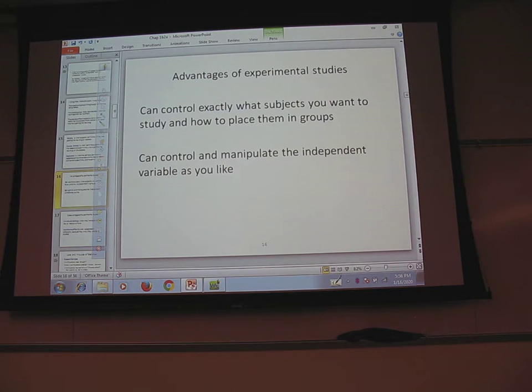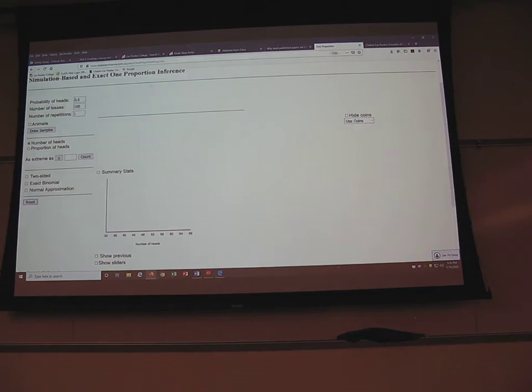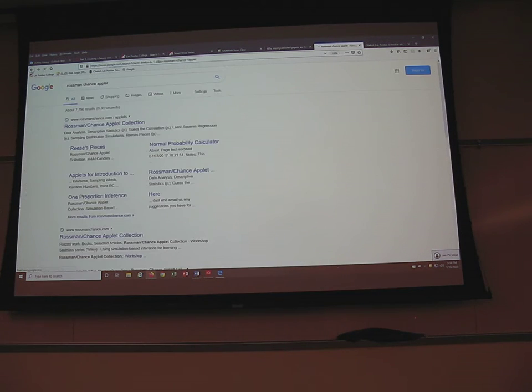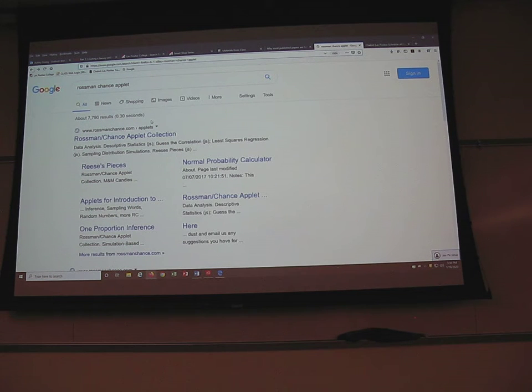Everybody pull up your computers. Go ahead and pop those up, or you can share with a friend. That's fine. It's totally okay. What I want you guys to do is Google Rossmann Chance applet. Can you guys see that okay? Make it bigger. Rossmann and then Chance. And then pick this one. Is everybody there yet?